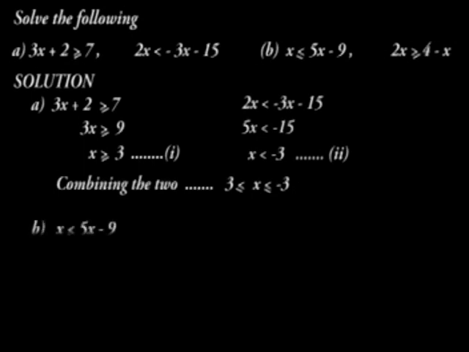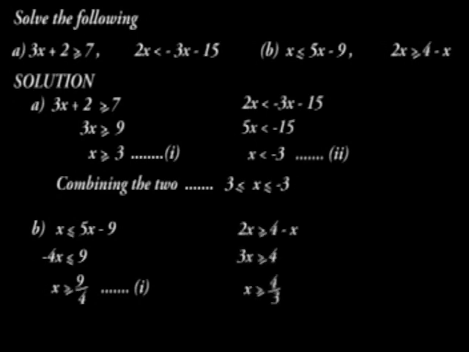B. x is less or equal to 5x minus 9, and x is greater or equal to 9 over 4. 2x is greater or equal to 4 minus x, 3x is greater or equal to 4, and x is greater or equal to 4 over 3. Combining, we have 9 over 4 is less or equal to x, which is greater or equal to 4 over 3.